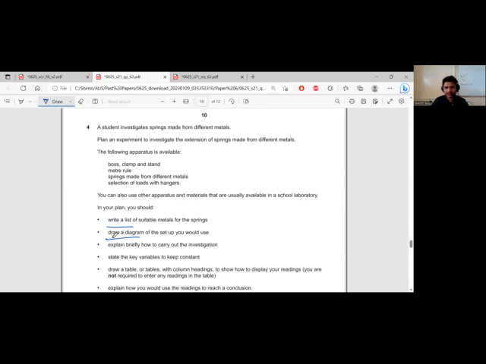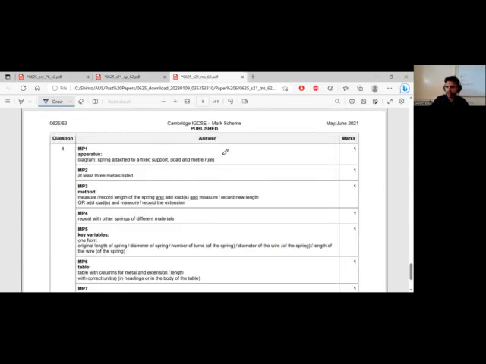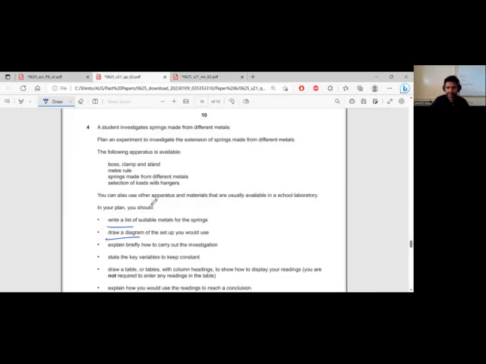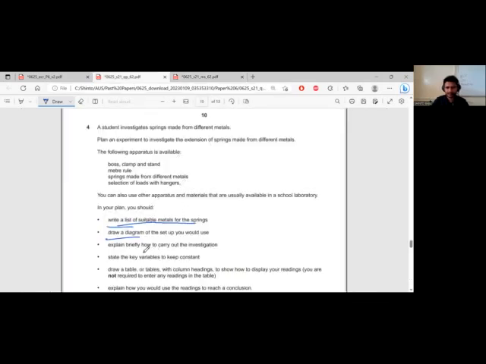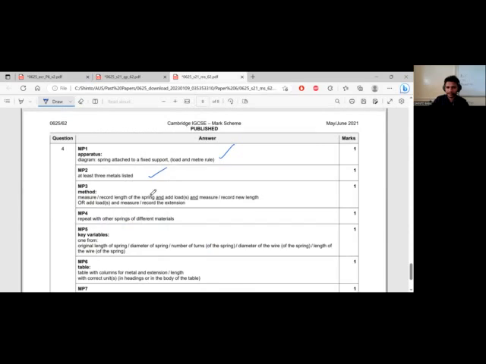For instance, let's say you have to draw a diagram of the setup. Have you drawn a diagram? Has the apparatus and everything been properly shown? You get 1 mark from here. Write a list of suitable metals. Have you written it? You get 1 mark here. Explain briefly how to carry out the investigation. Have you written the method? You get again 1 mark here.